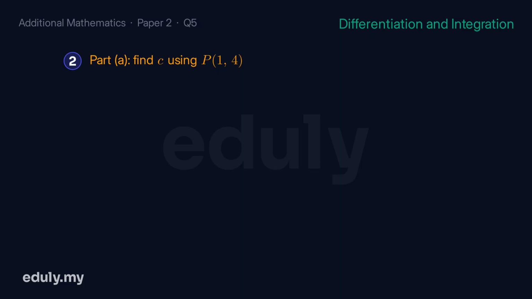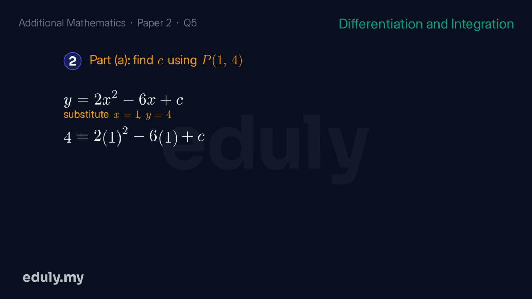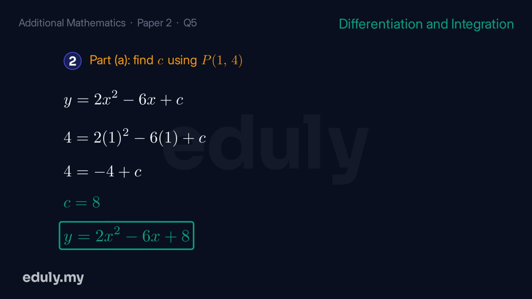Step 2. The curve passes through P, so put x equal to 1 and y equal to 4. Here's the curve with the unknown c. Substituting the point in, 2 minus 6 is minus 4, so 4 equals minus 4 plus c. Adding 4 to both sides, c is 8. So the equation of the curve is y equals 2x squared minus 6x plus 8.